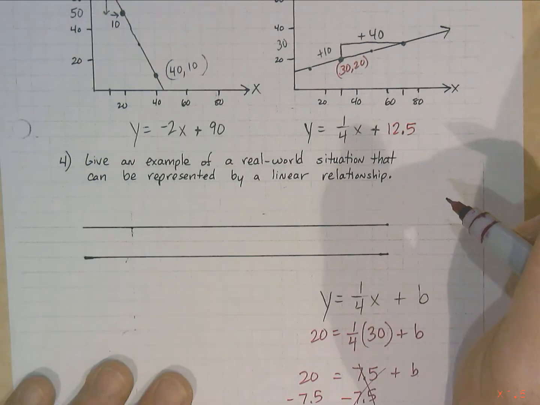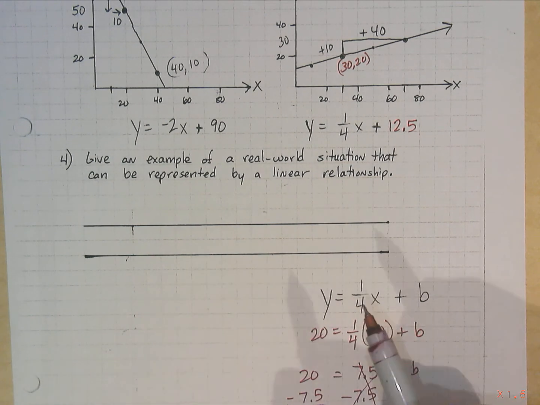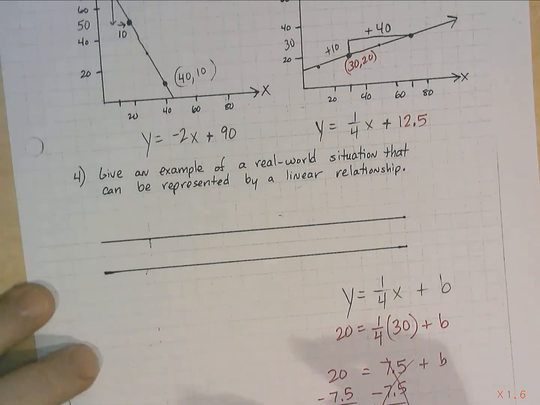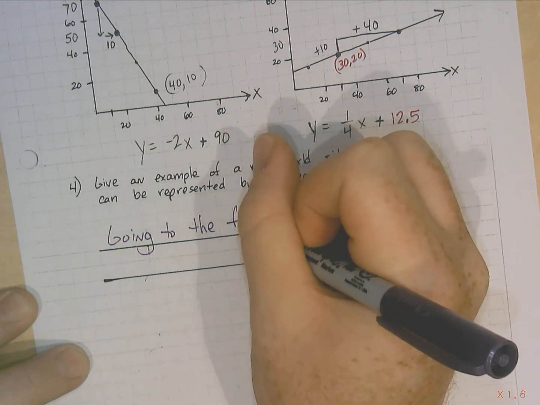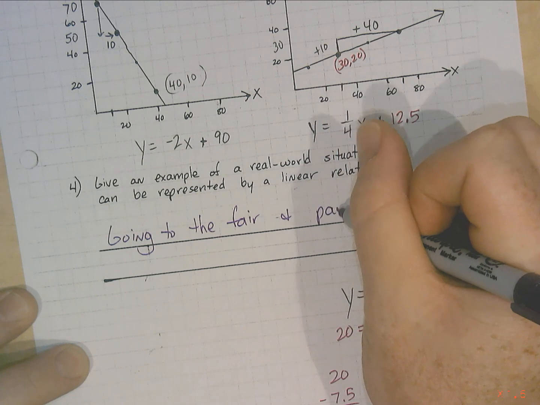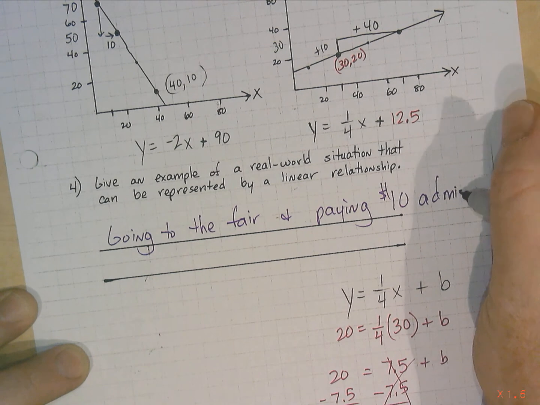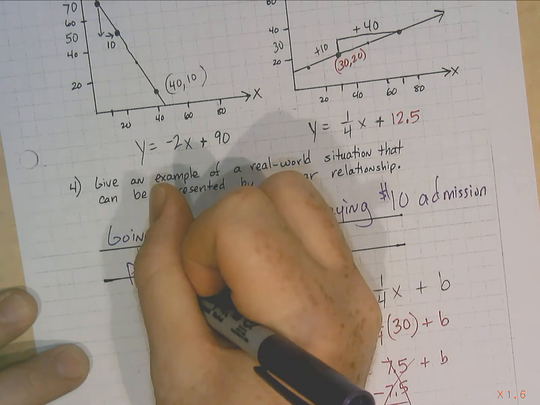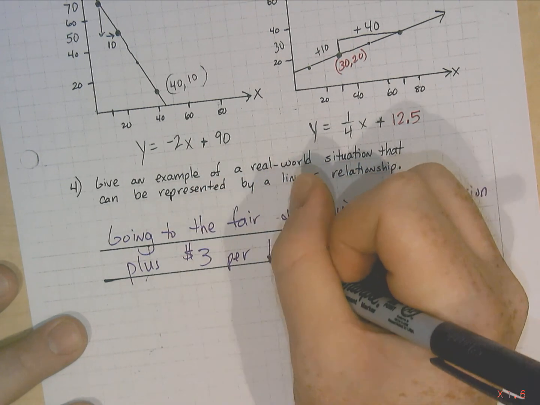All right. Now, last but not least, it says, give an example of a real-world situation that can be represented by a linear relationship. My favorite one, as you know, is going to the fair. I don't know why that's stuck in my brain. We can do bowling. Bowling works too. But I like the fair better. So it would be going to the fair and paying $10 admission plus, let's say $3 per ticket for rides.